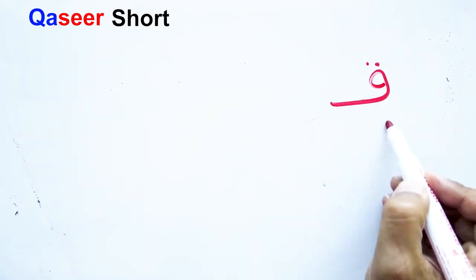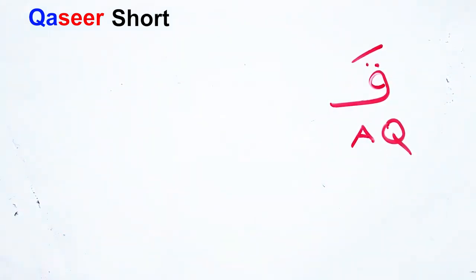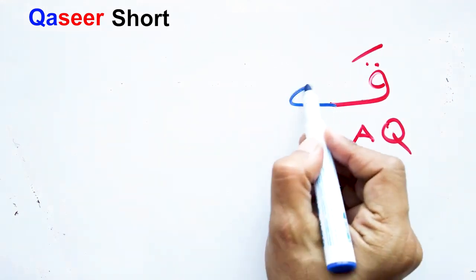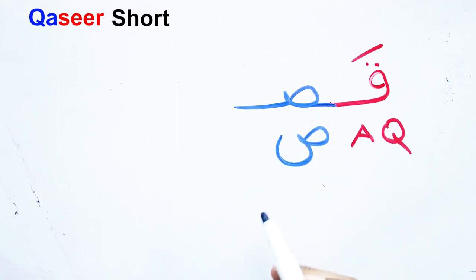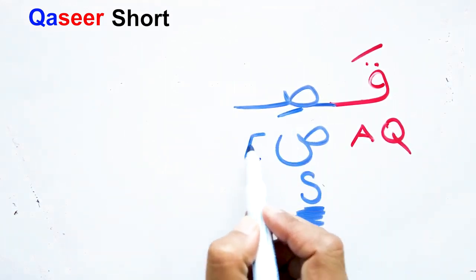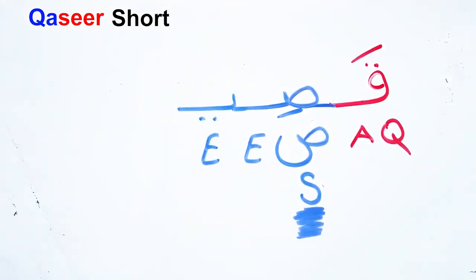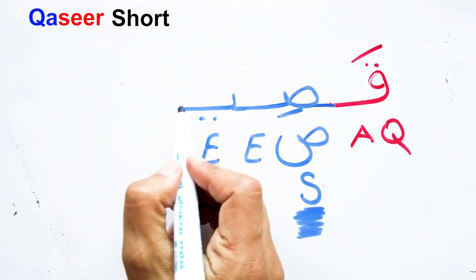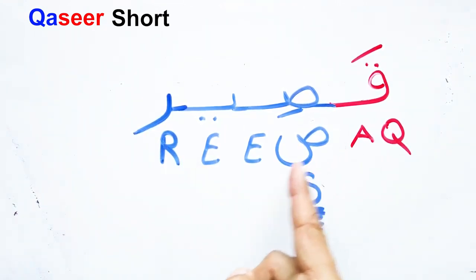ق. The sound of strong K or Q. ق with fatha sounds like A. Again, we have this letter صاد. We don't have this letter in English. It sounds like strong S. قص. قصي, kasra, sounds like E. Long vowel, another E. قصير. The sound of R in the end. So, قصير.